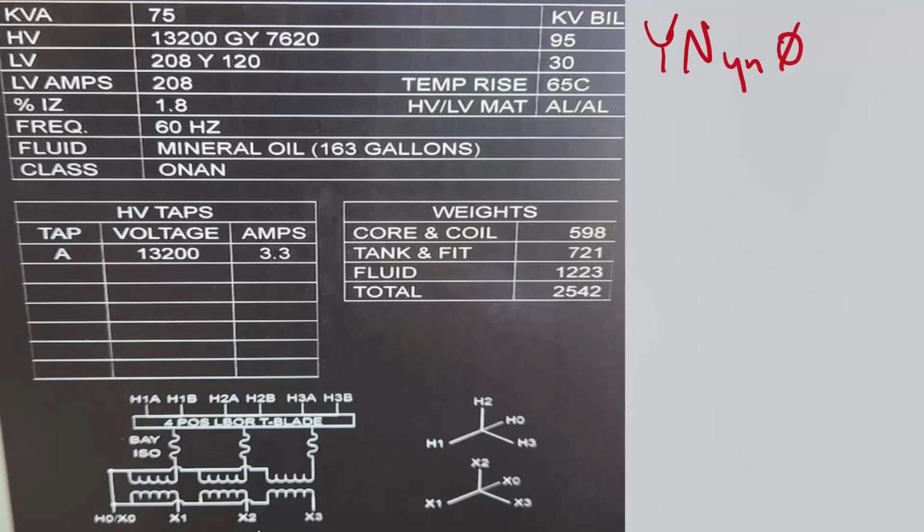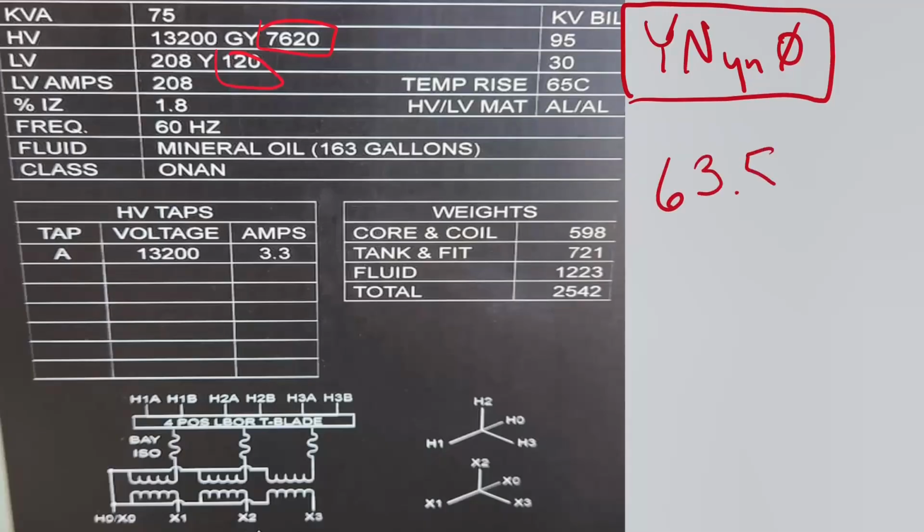So in order to do this, you could just use your phase to ground voltage and your phase to ground voltage, right? And that would be 7620 divided by 120 volts. So your TTR, if you tell it that you have a vector group of YN0, it should spit out a perfect ratio of 63.5.